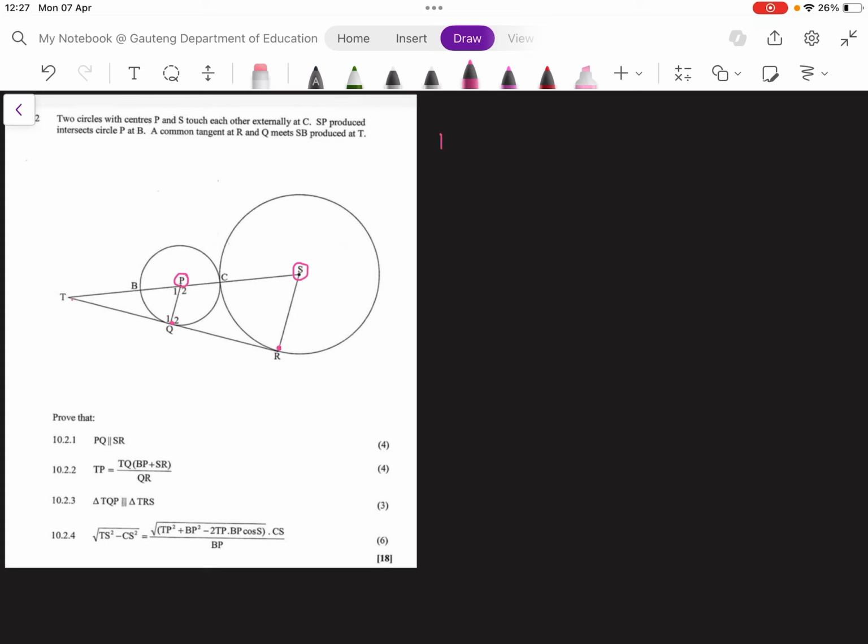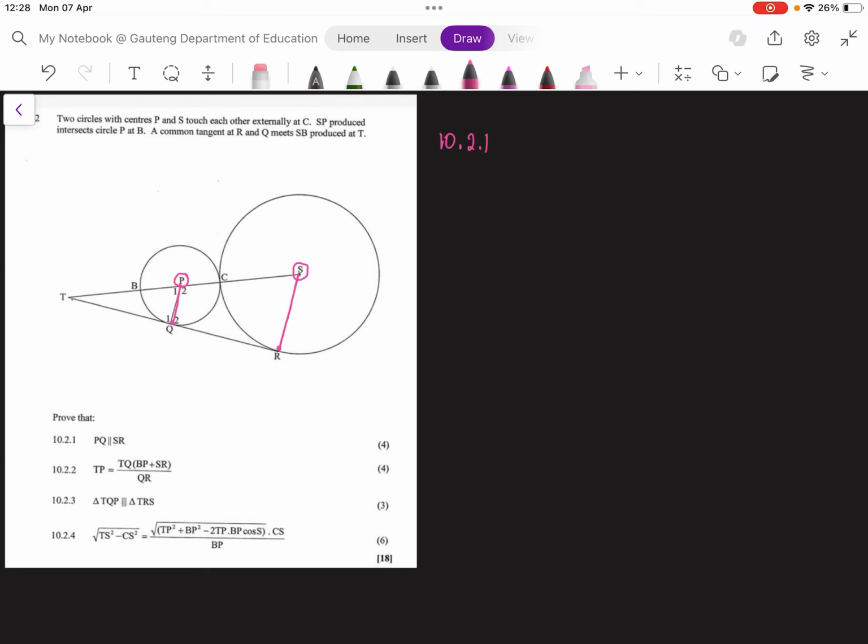So now the first question, 10.2.1, we are required to prove that PQ is parallel to SR. Now, to prove that two lines are parallel, you need to remember your alternating angles, your corresponding angles, your co-interior angles. You need to remember your midpoint theorem from grade 10. You also need to remember the proportionality theorem.